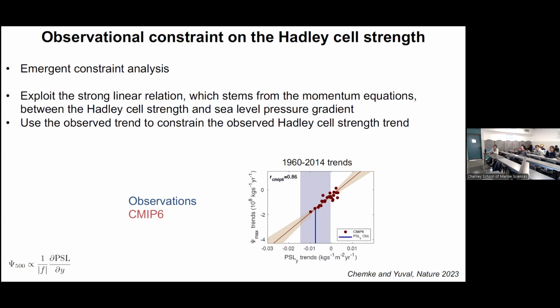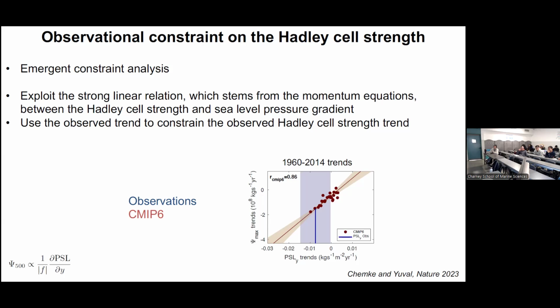We also use another data set, which also takes measurements over land, but I'm not going to show you that because the results are pretty much similar, because the Hadley circulation is mostly concentrated over ocean. So even if you add some things over land, it doesn't really matter. So the blue line here is the observed changes.